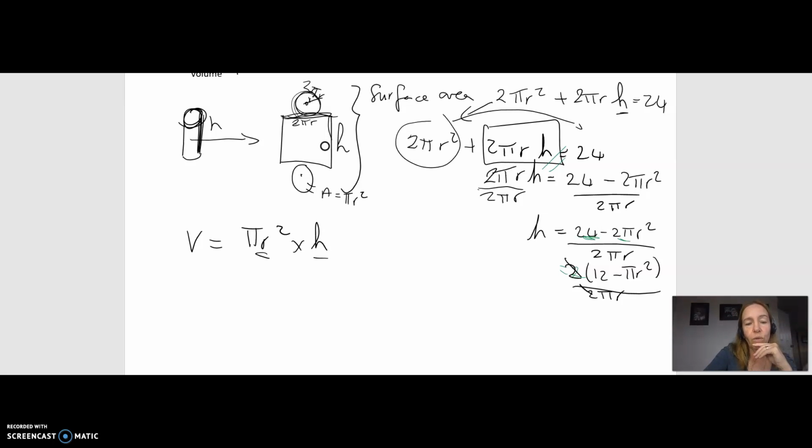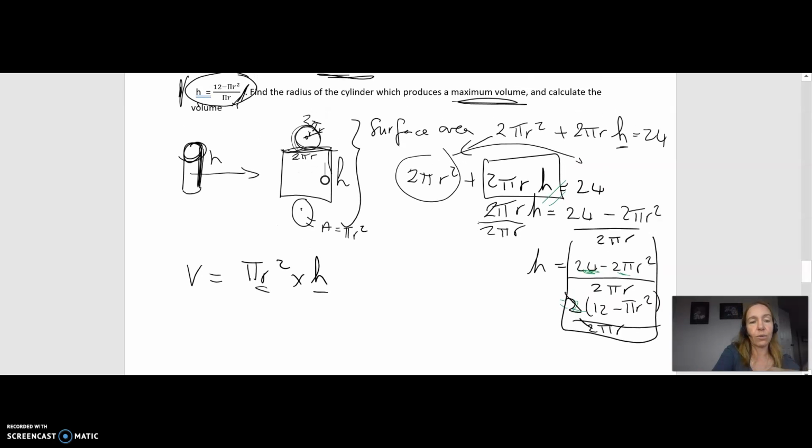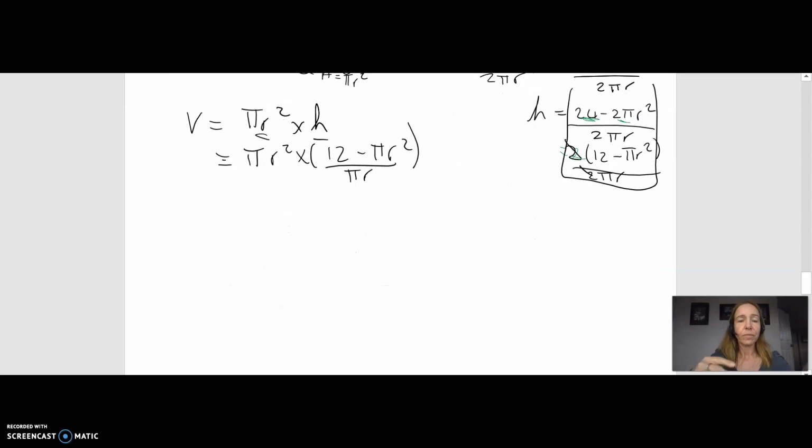Now I have 2 variables here. I want everything in terms of one variable. Handily enough, I have found out what h is in terms of r from my original question. I also did it, they gave it to us really. So the volume is going to be pi radius squared times 12 minus pi r squared over pi r. Okay, so now I have my volume. I have just put area of my circle and the height, base times the perpendicular height.